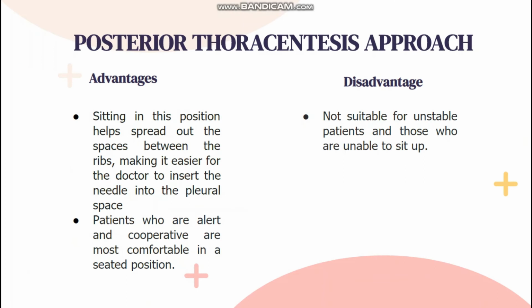So the posterior thoracentesis approach has advantages and disadvantages. For advantages, sitting in this position helps spread out the spaces between the ribs, making it easier for the doctor to insert the needle into the pleural space. Patients who are alert and cooperative are most comfortable in a seated position. And for its disadvantage, it is not suitable for unstable patients and those who are unable to sit up.